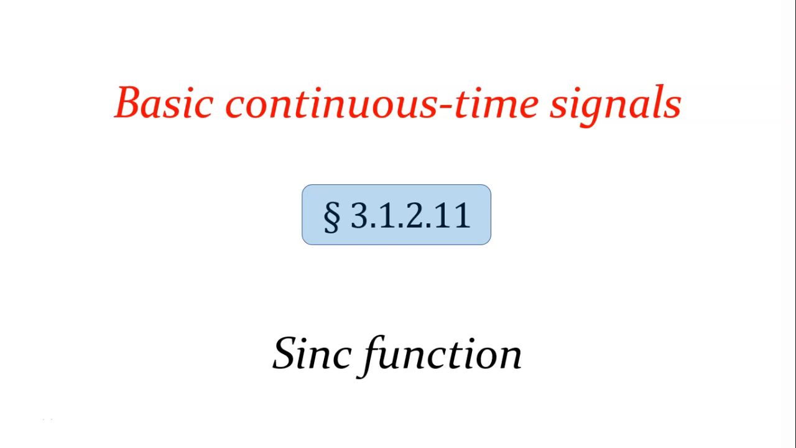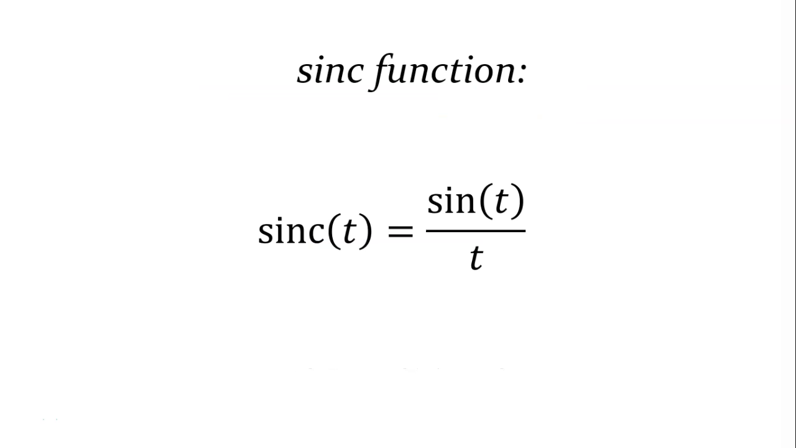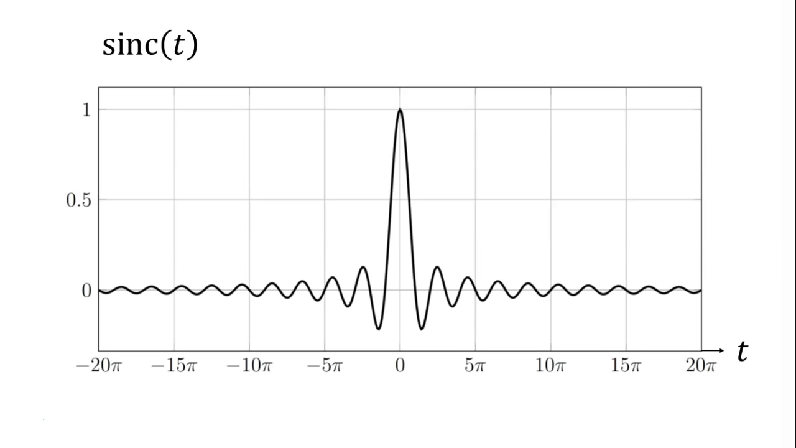The sinc function. The name sinc is a contraction of the Latin sinus cardinalis, or cardinal sine function. The definition that we will use is sinc of t equals sine of t divided by t. It is sometimes called the unnormalized sinc function. The sinc has its peak at t equals 0 and has decaying oscillations on either side of t equals 0.